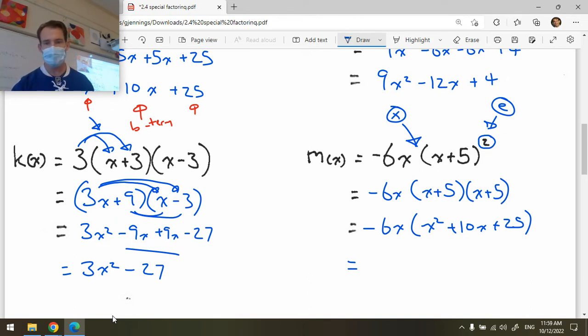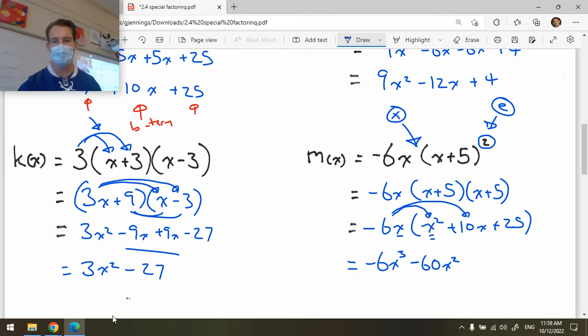So here, this would give me minus 6x to the 3. That's when I multiply this one times this one. I have 1, 2, 3 x's, so that's x to the 3, and minus 6 multiplied by all that. Negative 6x times positive 10x gives me negative 60x squared. And negative 6x times positive 25 gives me negative 150x.